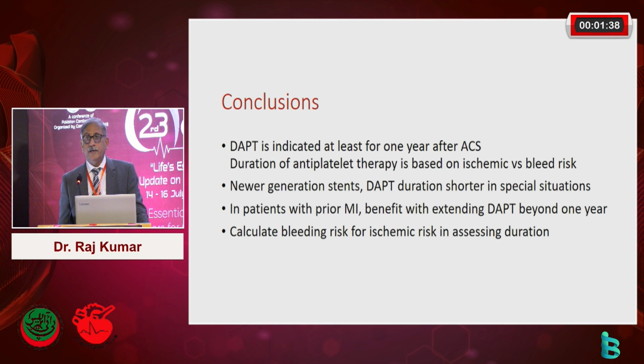In conclusion, dual antiplatelet therapy is indicated for at least 1 year after ACS. The duration of antiplatelet therapy is based on ischemic versus bleeding risk. With new generation stents, dual antiplatelet therapy can be shorter in special situations, and patients with prior MI benefit from extending dual antiplatelet therapy beyond 1 year. So calculate bleeding risk and ischemic risk in assessing duration.